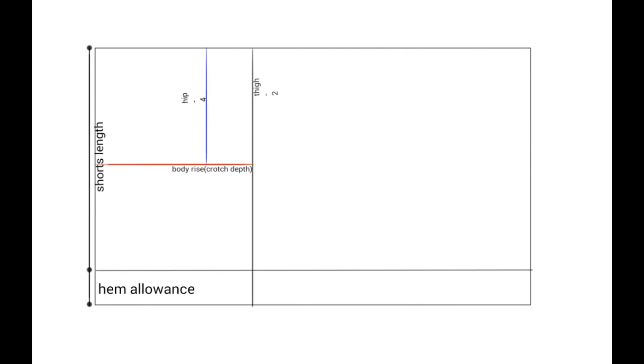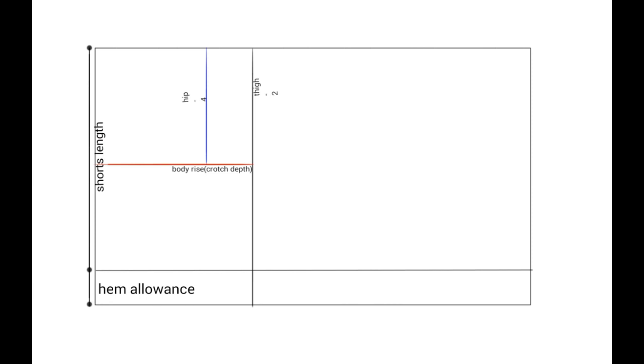Now the first line of calculation you get to work with would be your thigh, because that would be the determinant of your width. Take your thigh divided by 2 and square it down like I have done on my platform.